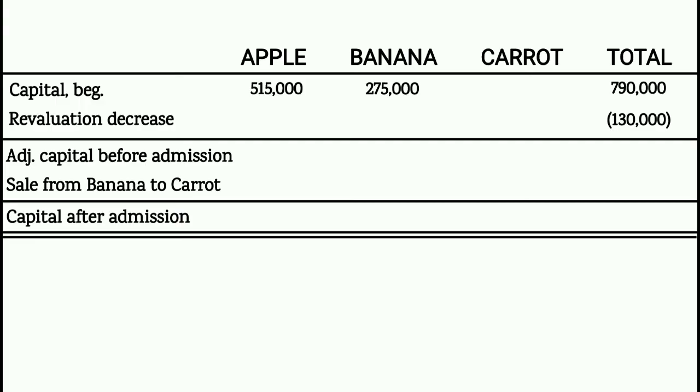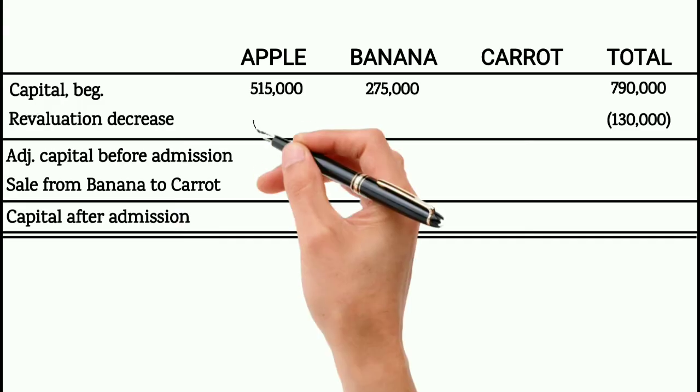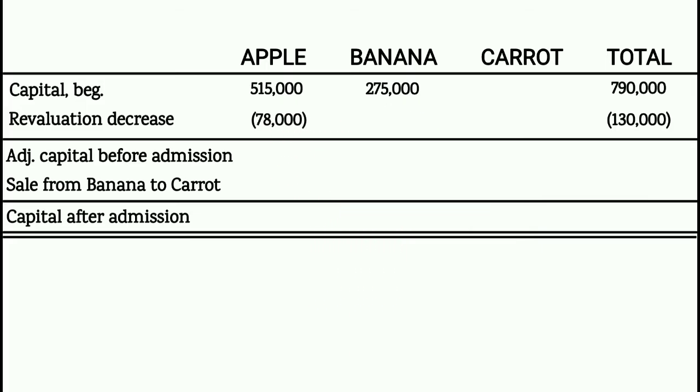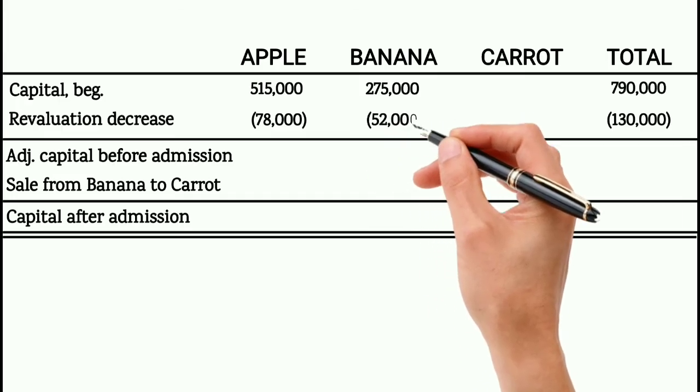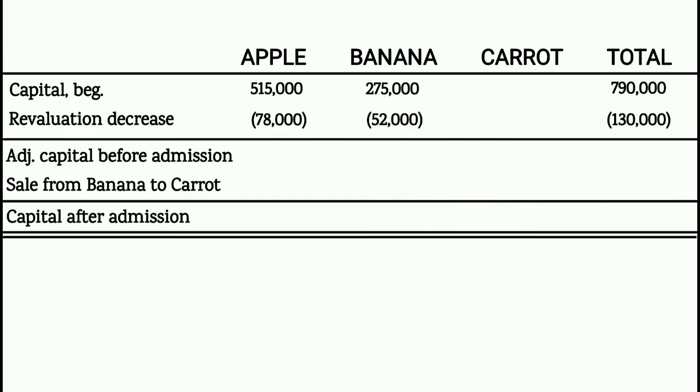For Apple, negative 130,000 pesos times 60% is equal to negative 78,000 pesos. And for Banana, negative 130,000 pesos times 40% is equal to negative 52,000 pesos.